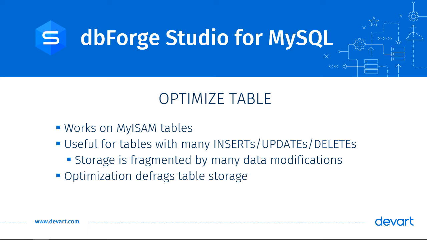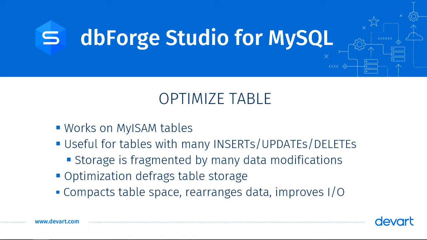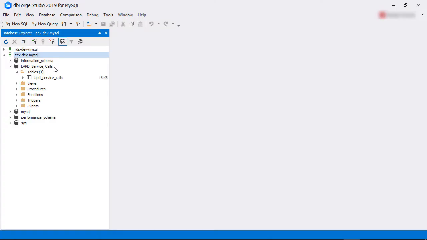The optimization process helps compact the space allocated to a table, rearranges the table's data over contiguous data blocks, and improves I/O performance. In this demo, we are using the same LAPD service calls database and the table, but this time it's hosted in a MySQL instance running on an Amazon EC2 server and using MyISAM storage engine.